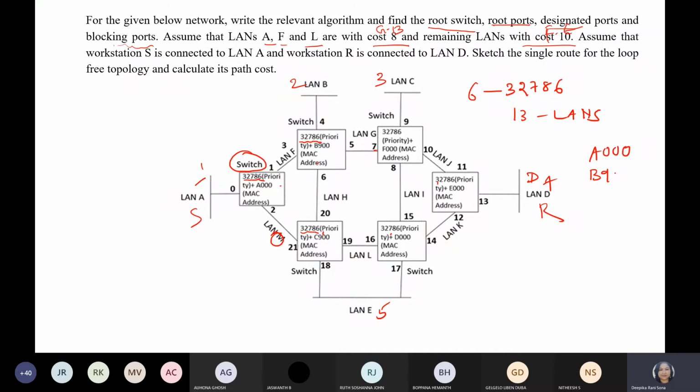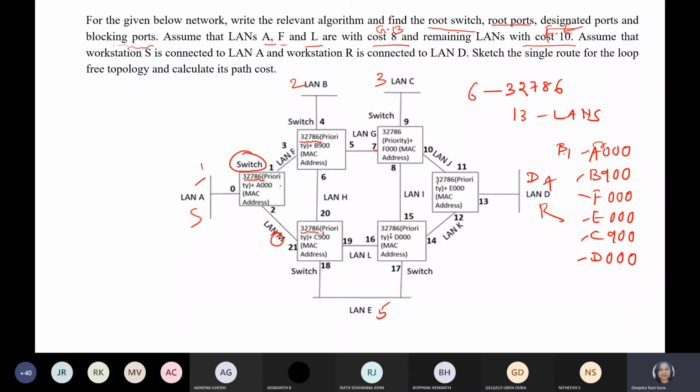Then B900, then F00, randomly I am writing. Okay, then E000, then C900, then D000. Among these, which one is the lowest one? A, B, C, D, E, F. Which one? Starting A is the lowest one. After that, A is accompanied with 0. So A00 is the bridge one for you.